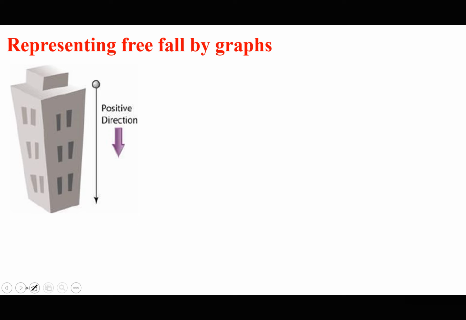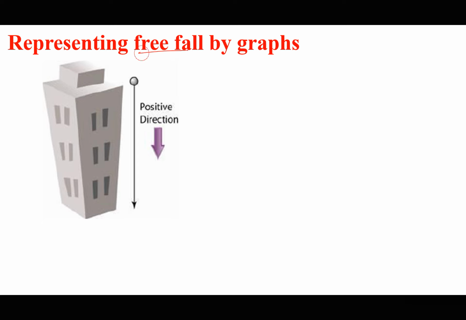Number two, how would the velocity-time graph look? Remember, it is starting from rest, it is a free fall, so initial velocity is zero. So the graph must start from the origin. For a velocity-time graph, this must start from the origin.